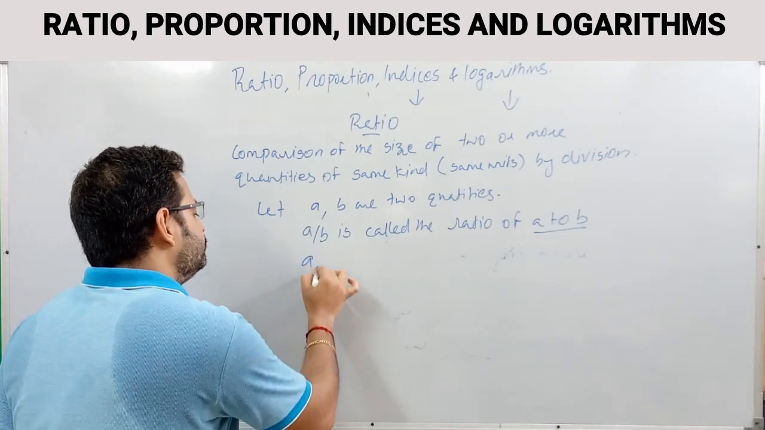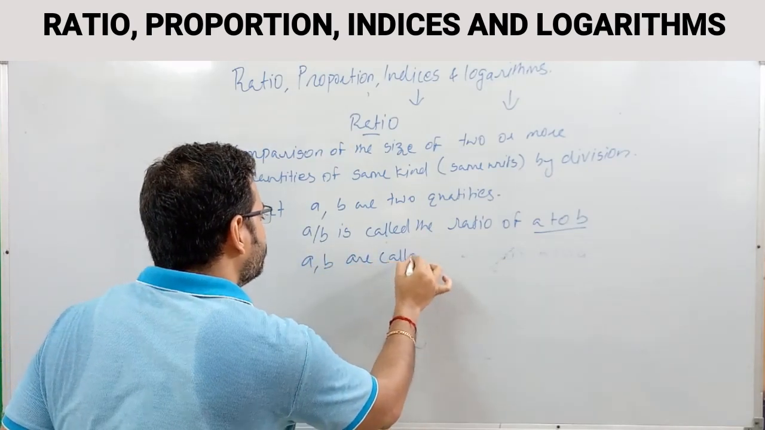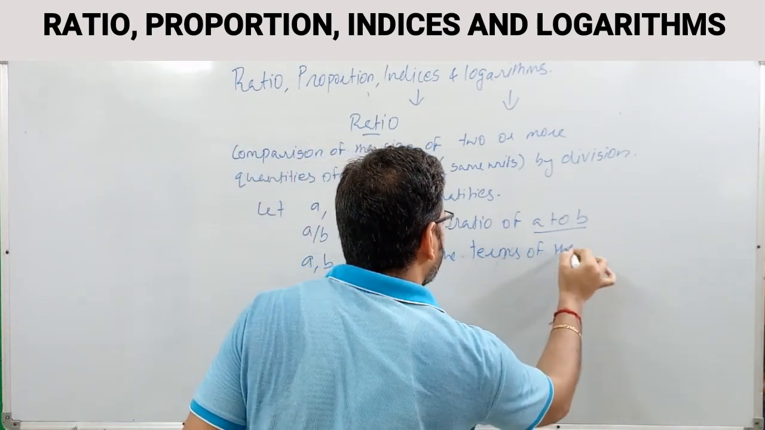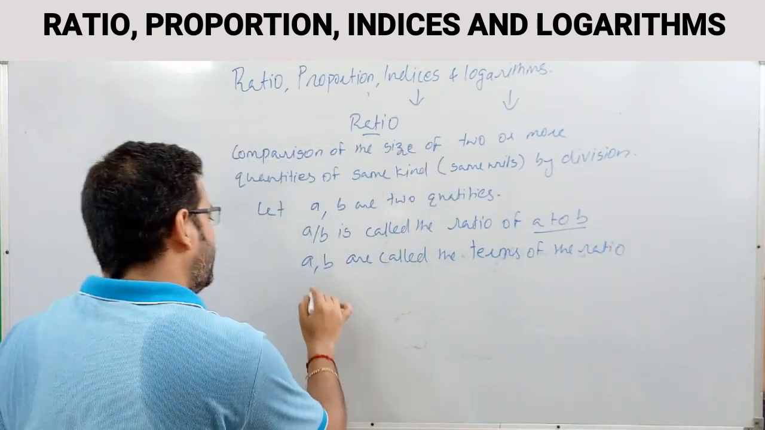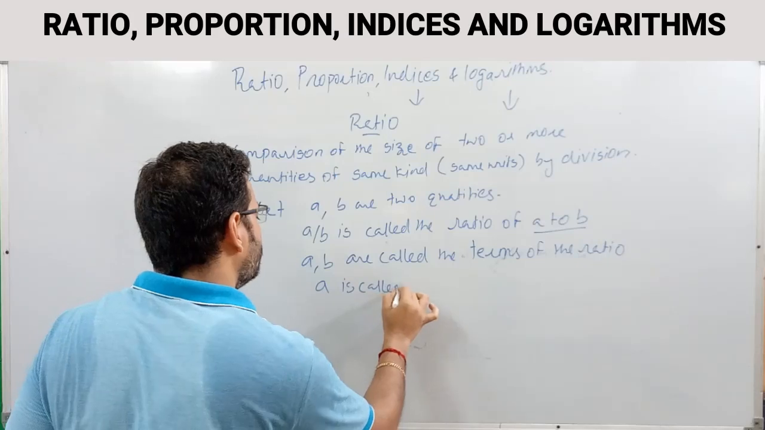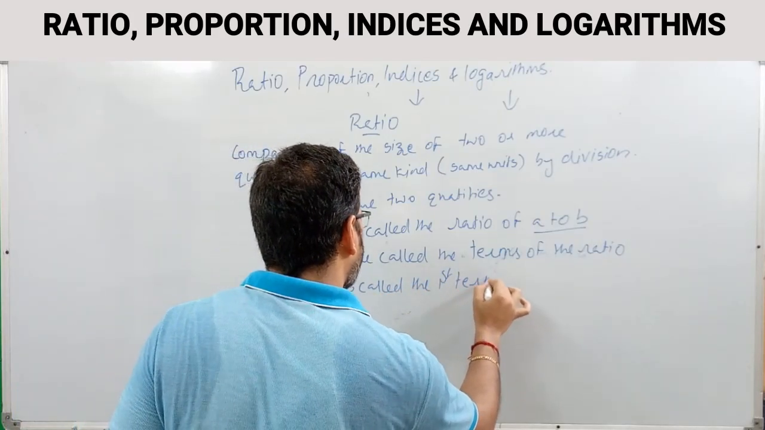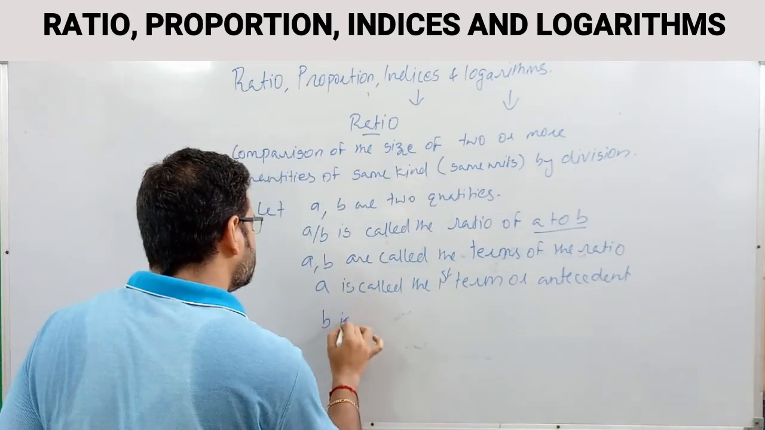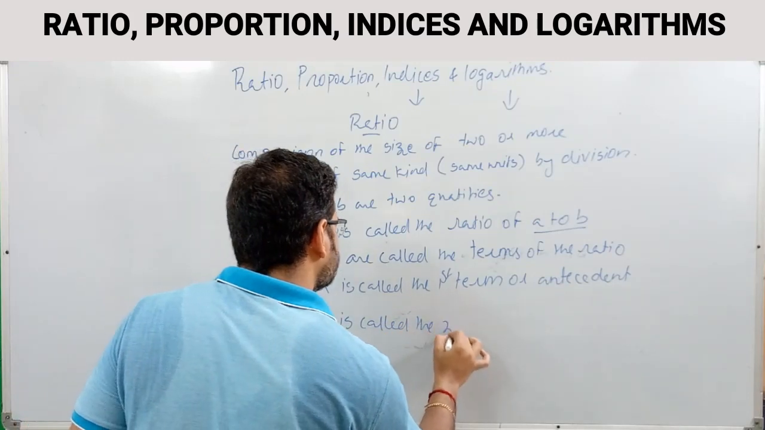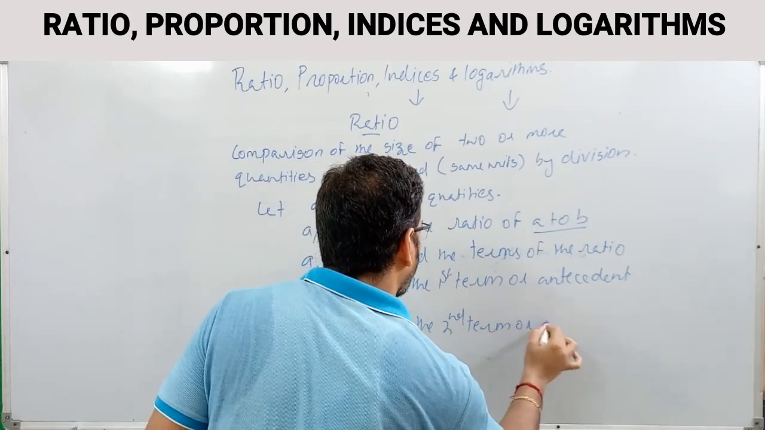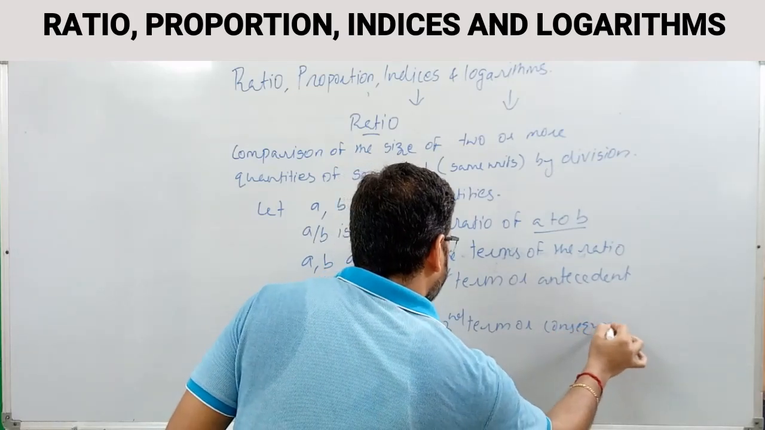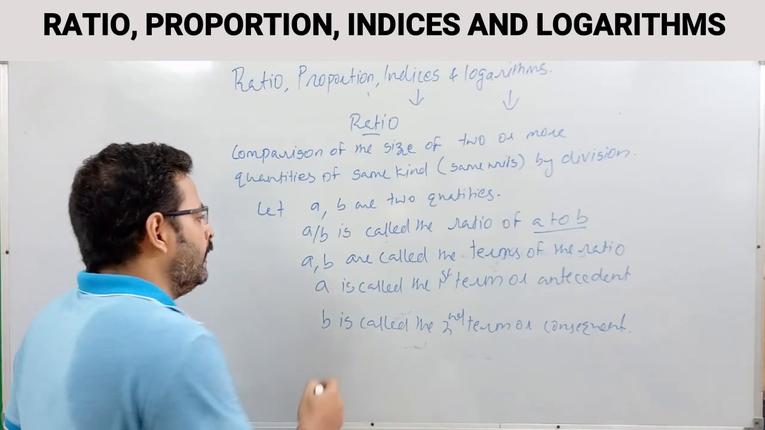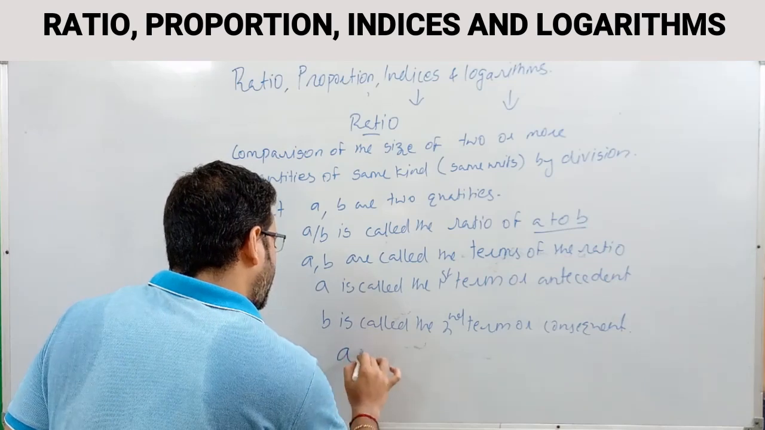Then A, B, okay, A and B are called the terms of the ratio. A is called the first term or antecedent, and B is called the second term or consequent. Okay. A ratio is expressed as A is to B.